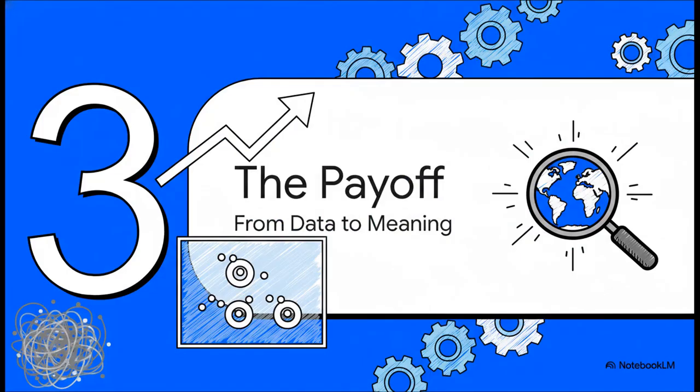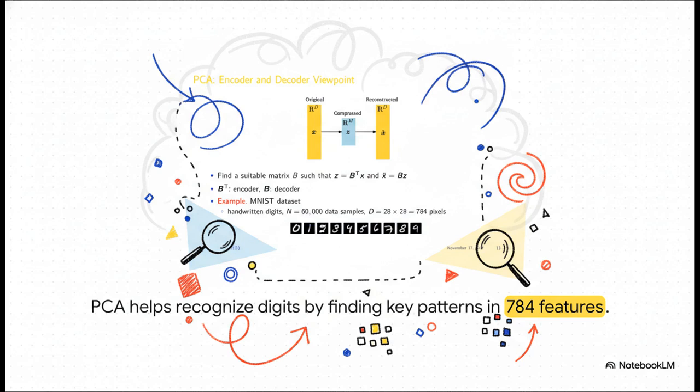Okay, so that's the how, but what about the why? I mean, why go through all this trouble? Well, the payoff comes when we apply this really elegant process to a truly massive real-world problem. Let's take a look. And this is where it gets really amazing. This is the famous MNIST dataset of handwritten digits. Each one of these little images is 28 by 28 pixels. That's 784 different features for a computer to look at for every single image. It's basically impossible for a machine to learn from that directly.